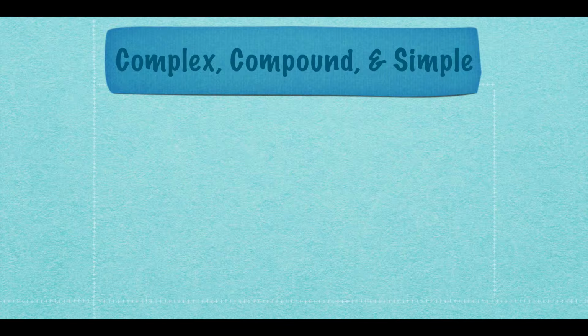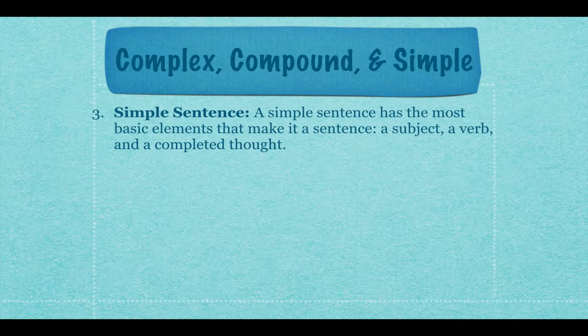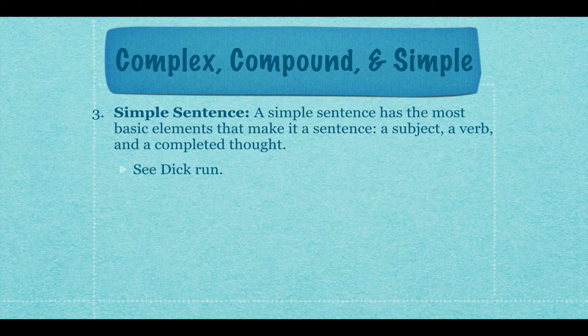So let me give a few examples here. A simple sentence has the most basic elements that make it a sentence: a subject, a verb, and a completed thought. So let's go back to old school. I used to read this book to my kids. Here it is. See Dick run. That is the most simple sentence that we can construct. It's got all the key elements.